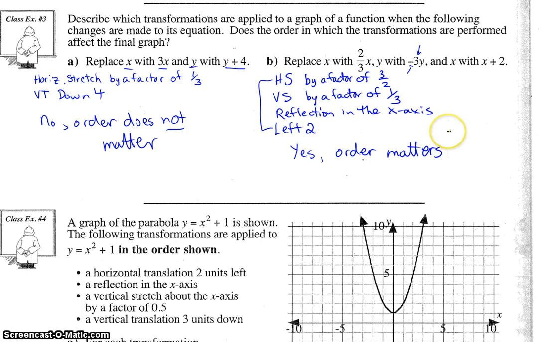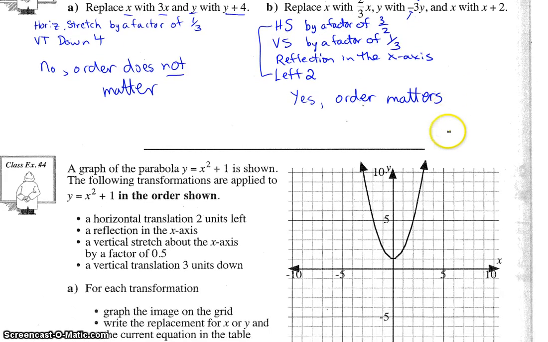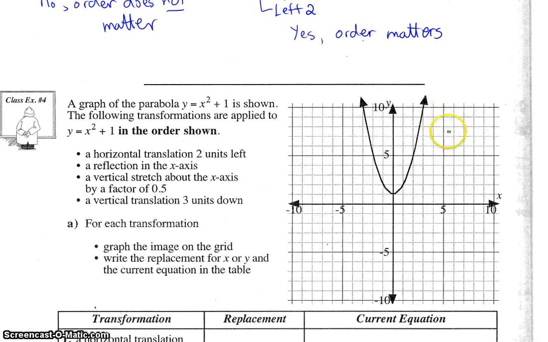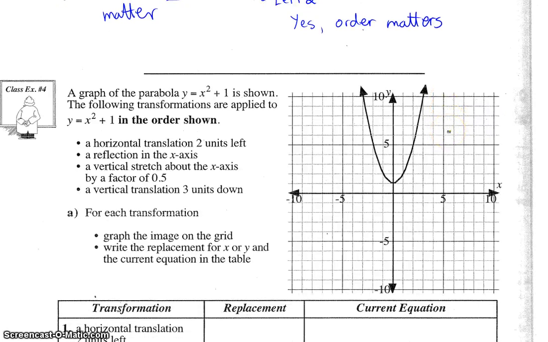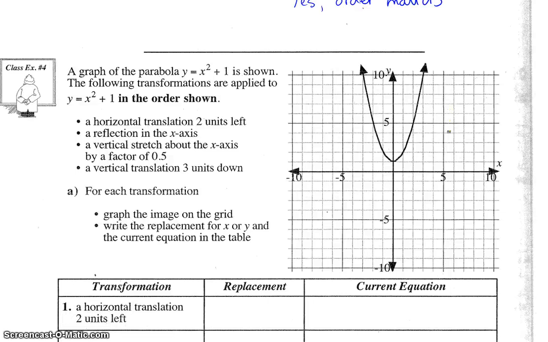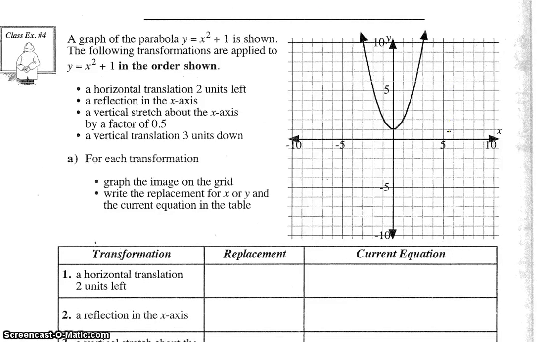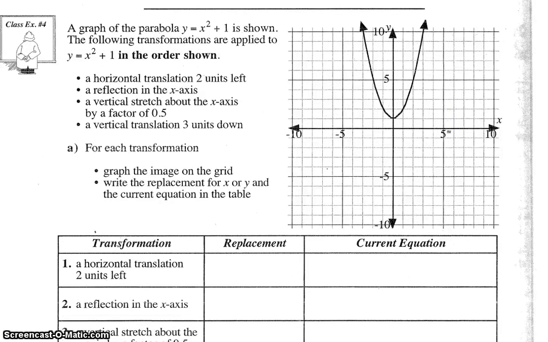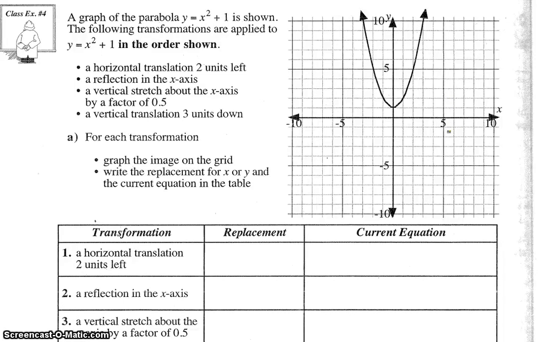Okay, great. Let's look at example 4. The graph of a parabola y equals x squared plus 1 is shown. The following transformations are applied to y equals x squared plus 1 in the order shown. Okay, so sorted out, SRT doesn't necessarily apply. We have to do it in the order in which they say. So first of all, they say horizontal translation 2 units left, reflection in the x, and so on, and they want for each transformation, graph the image on the grid. Hopefully you have your colored pens out, and then write the replacement for x or y and the current equation.